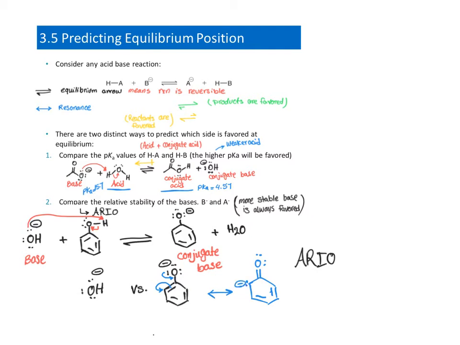Okay, so this is one of the resonance structures for the phenoxide anion. You can draw more resonance structures for that, but it's not needed here. The point here is that phenoxide can do resonance, but hydroxide cannot. So this anion is more stable. When phenoxide is more stable, that means the equilibrium favors the formation of that. So the equilibrium favors the product side.